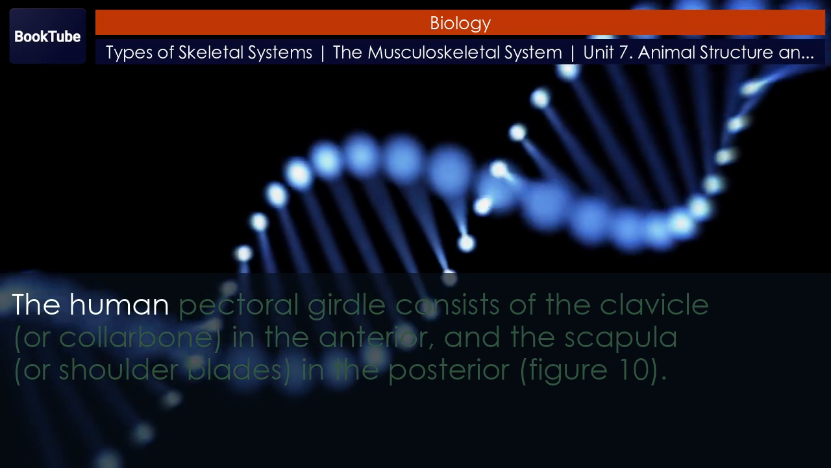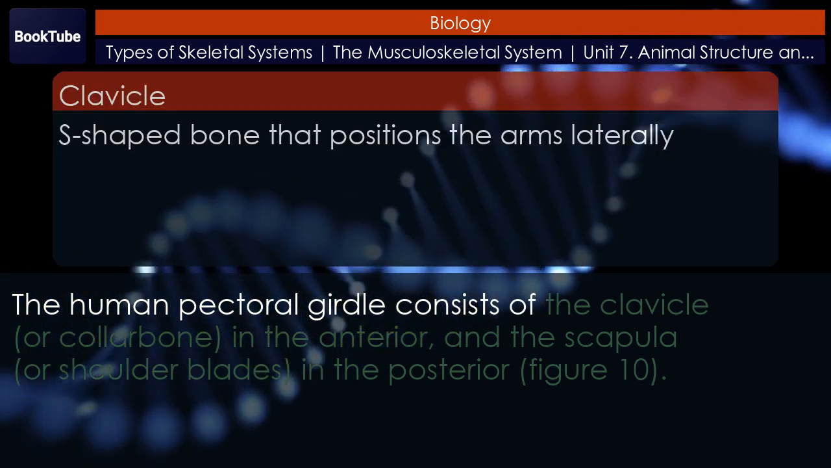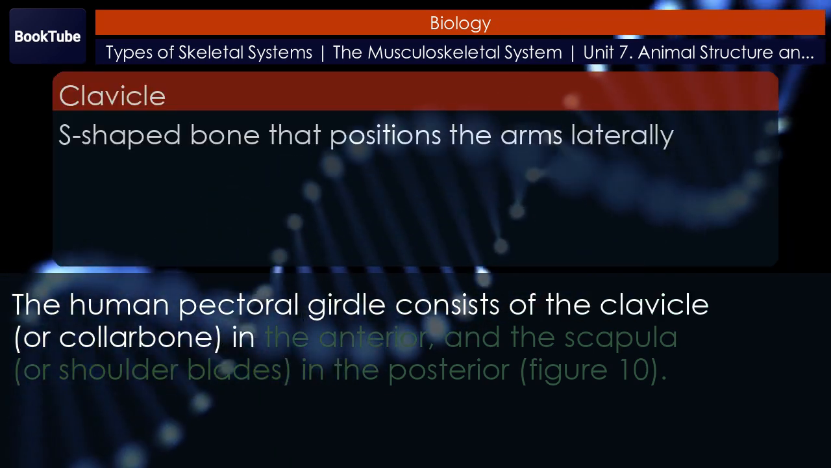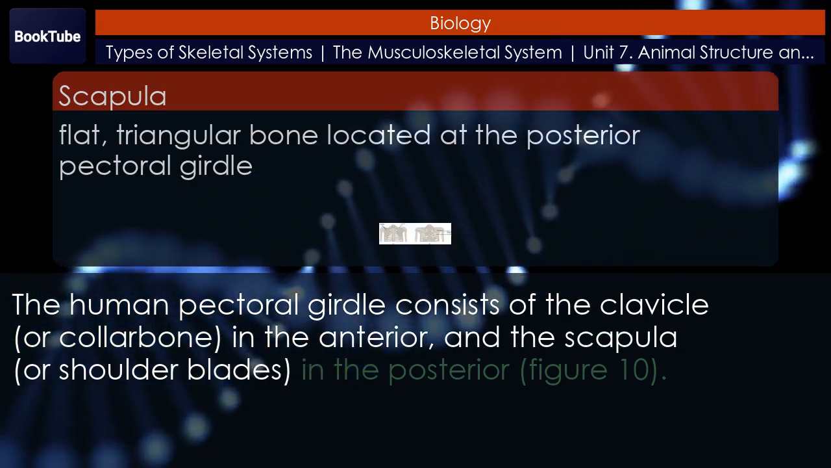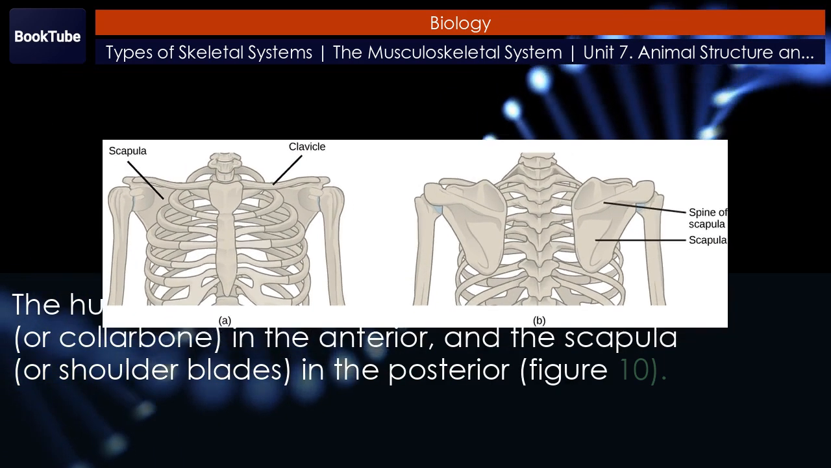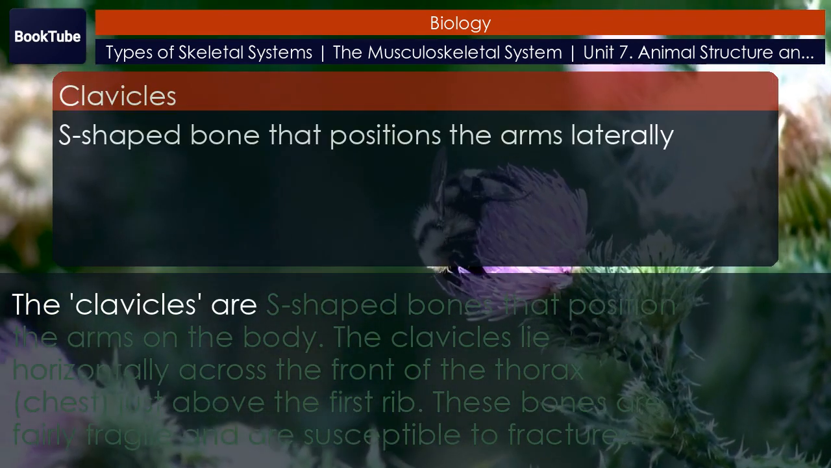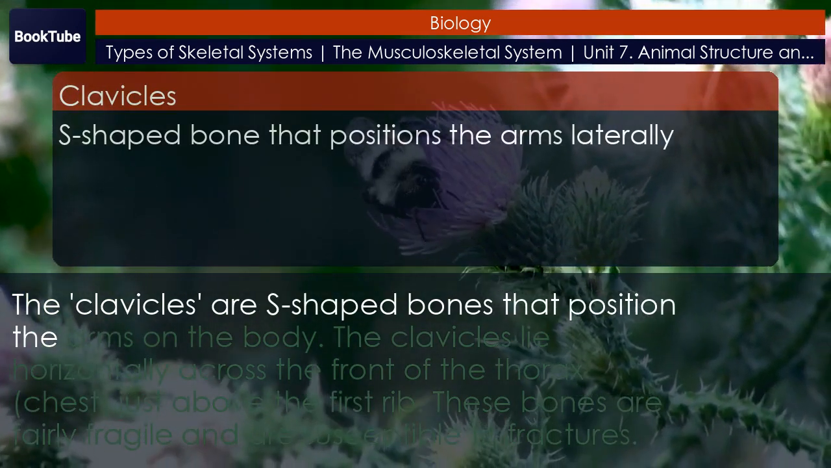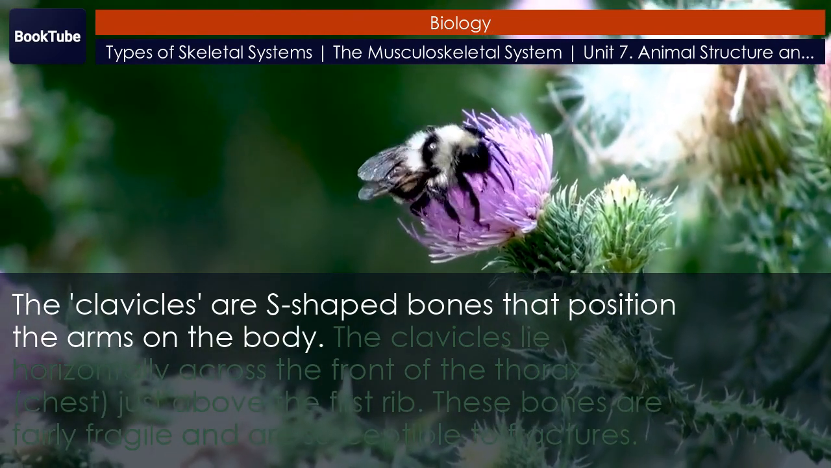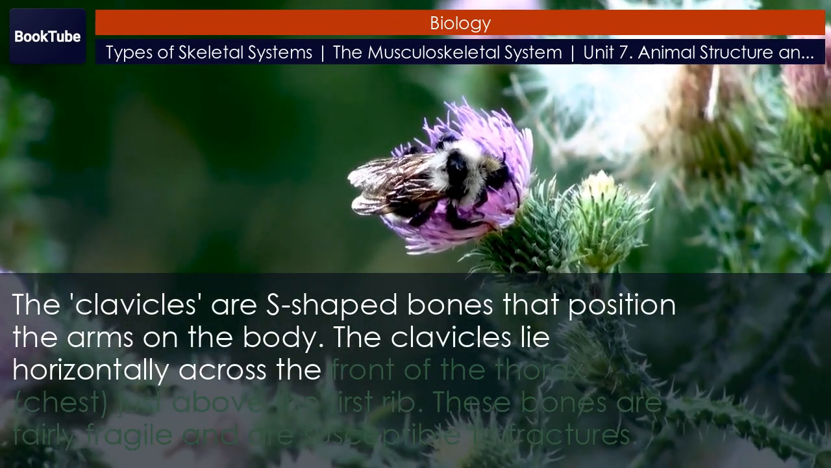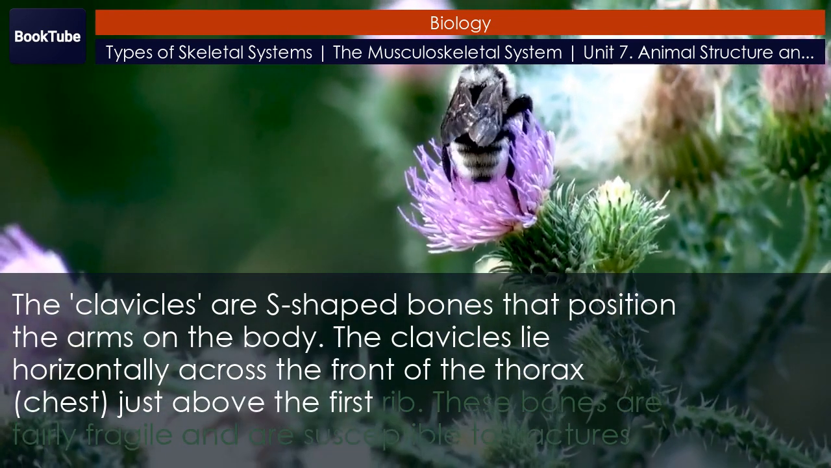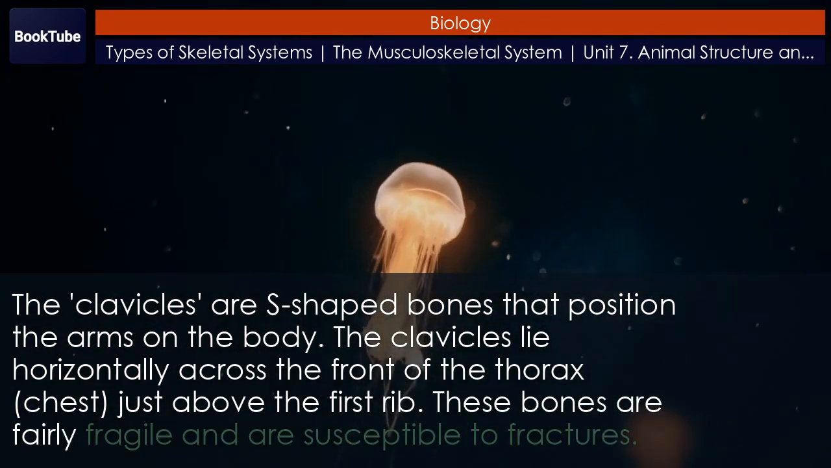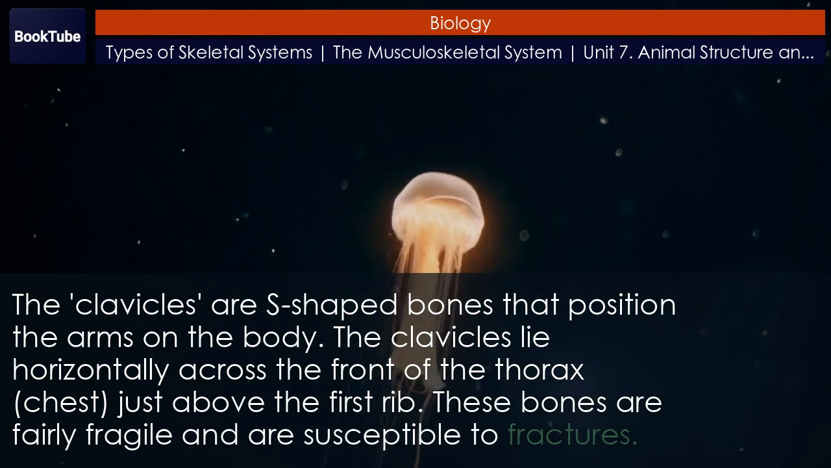The human pectoral girdle consists of the clavicle, or collarbone, in the anterior, and the scapula, or shoulder blades, in the posterior. Figure 10. The clavicles are S-shaped bones that position the arms on the body. The clavicles lie horizontally across the front of the thorax (chest), just above the first rib. These bones are fairly fragile and are susceptible to fractures.